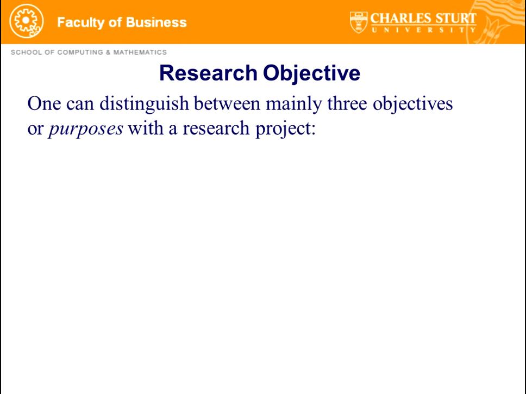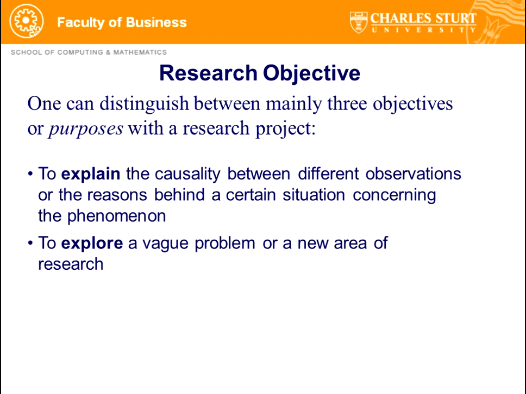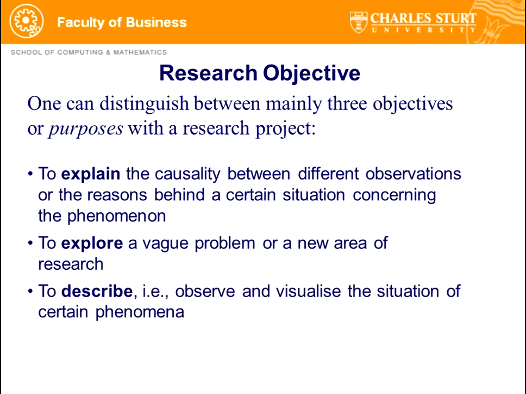So our research objective comes down into certain purposes. We want to explain, ideally find causality between different observations and a reason. Why does this phenomenon occur? We can explain what's occurring in the world. Explore something, maybe find what a problem is. Sometimes it's not even answering what the problem is, but finding that there is a problem in the first place and allowing a new field of research to open up to try and find some answers to that problem. Or describe, where we observe and visualize a situation and phenomena and say this is what's actually there.